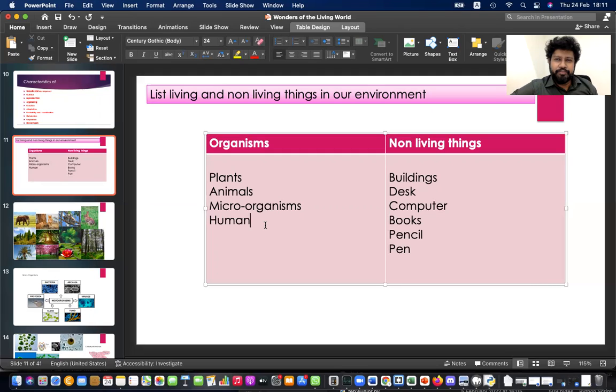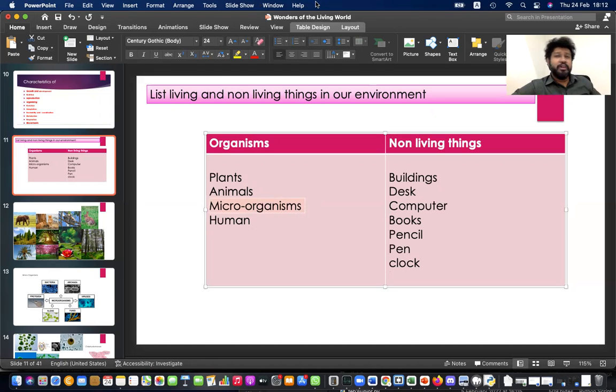I have a little clock. Sorry? A frog? Is it a clock? Clock, yes. It belongs to non-living things. That is non-living, yes. Is there any living organism around you? Maybe your pet, which belongs to animals, right? Maybe plants. Okay, these are the things.